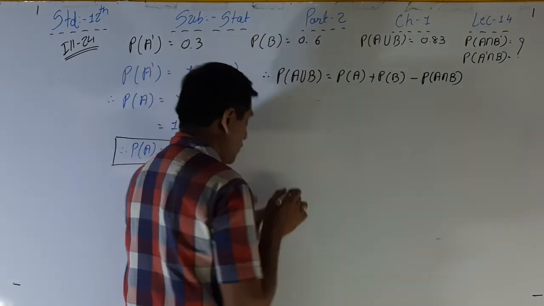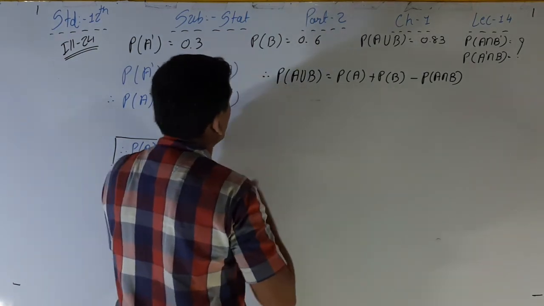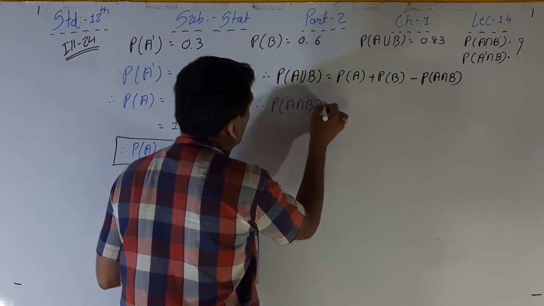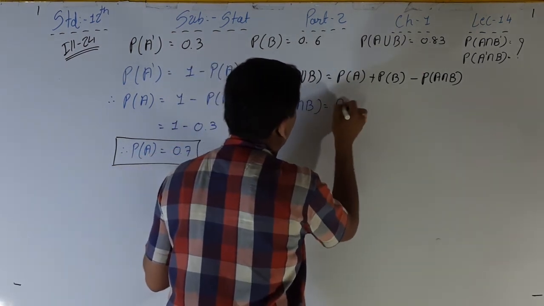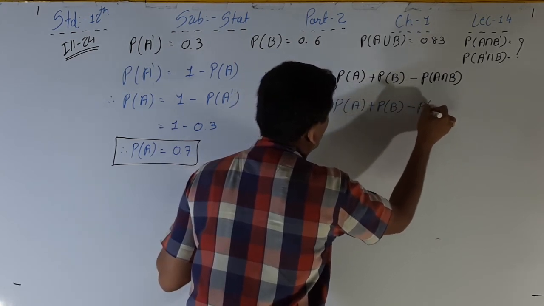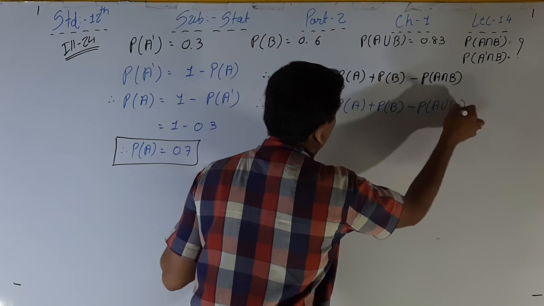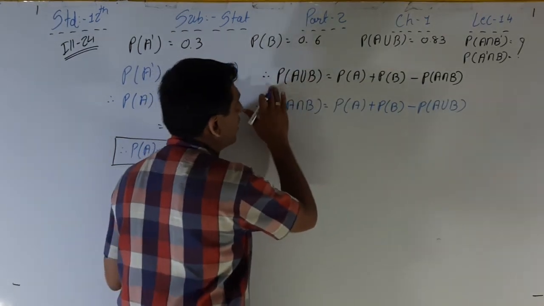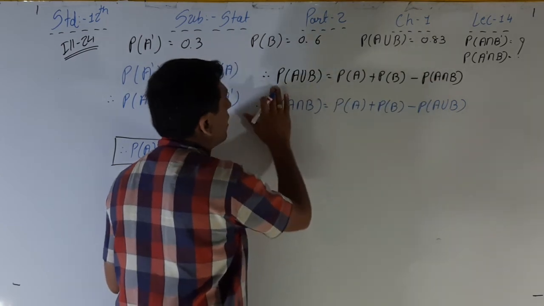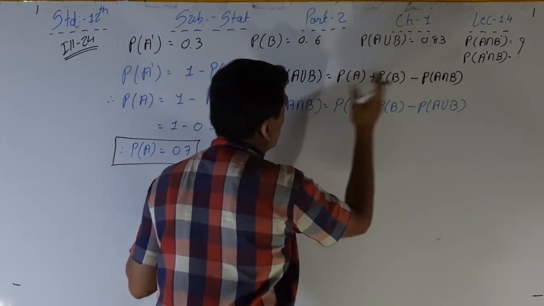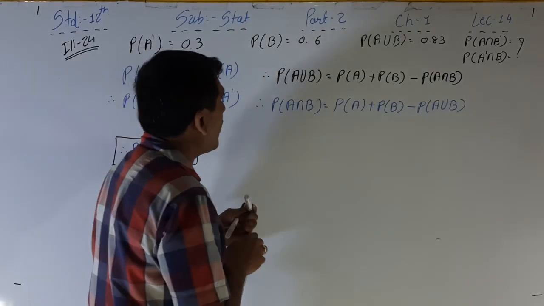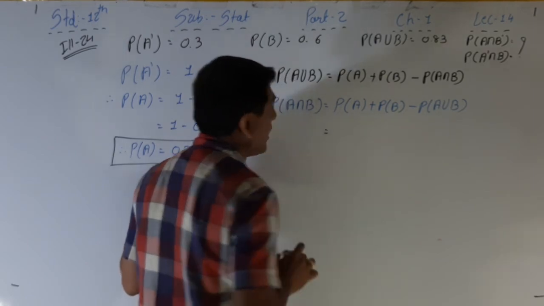So on the basis of this we can write that, therefore P of A intersection B is equal to P of A plus P of B minus P of A union B. This one is transferred to the opposite side of is equal to, that's why minus becomes plus, and here I am transferring these to the opposite side, that's why plus becomes minus. Okay, so now just put the values and find out P of A intersection B.